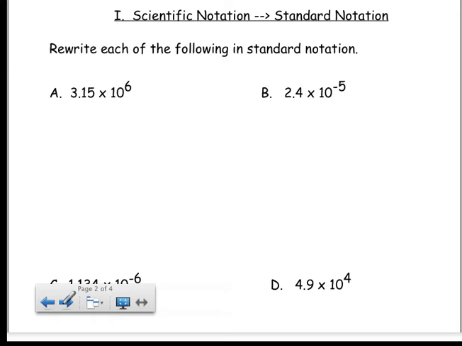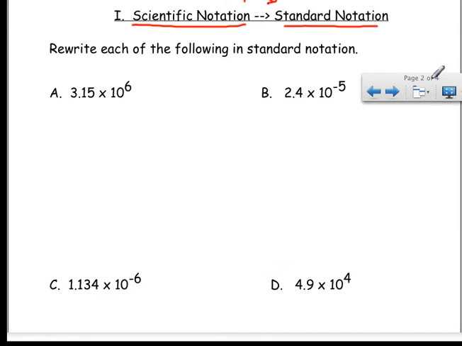So we're going to look at two skills. First, how you would convert a number from scientific notation to a number in standard notation. And so the four numbers you see here are numbers written in scientific notation, and you're going to convert them to numbers in standard notation. That means a number that looks like any other number you've seen before.